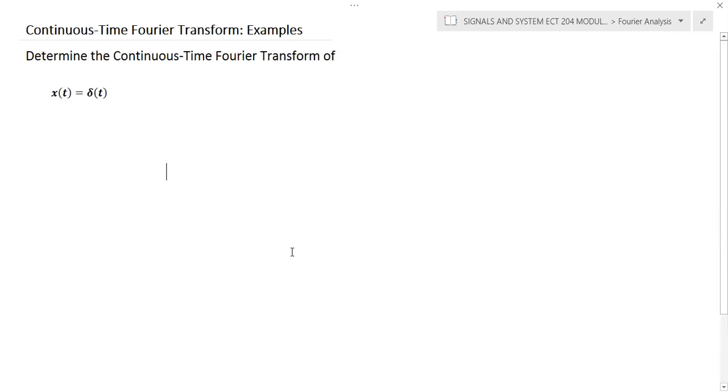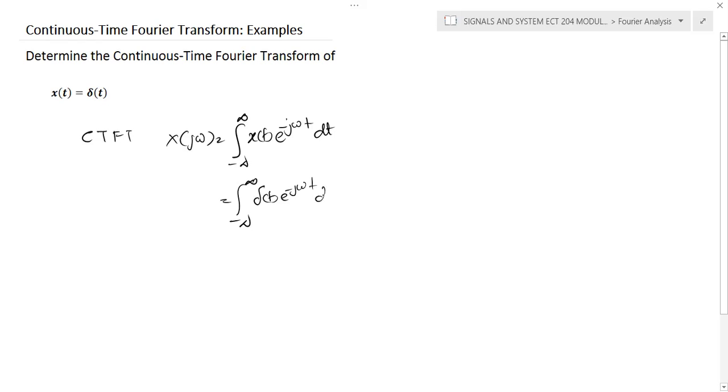Now we'll discuss another question, that is impulse signal x of t is equal to del of t, and we need to find the continuous time Fourier transform. So the CTFT equation is x of j omega is equal to integral minus infinity to infinity x of t into e raised to minus j omega t dt. And if you substitute del of t here, del of t e raised to minus j omega t dt.